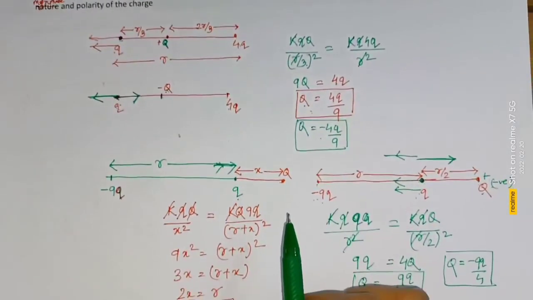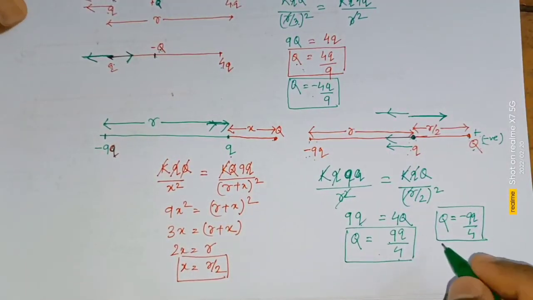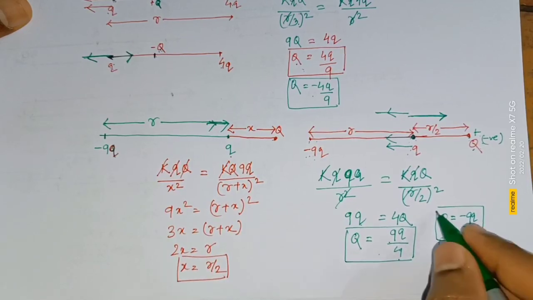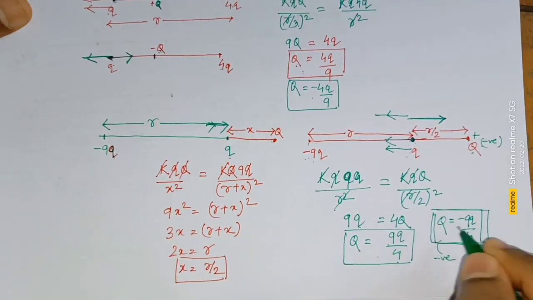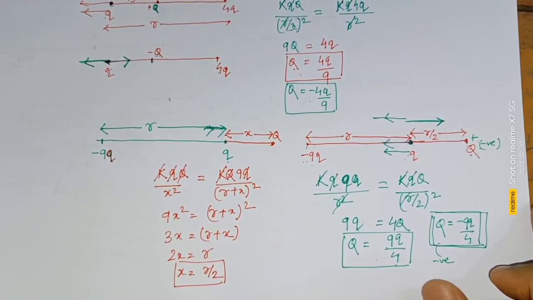Similarly, in the same fashion, we have done these questions and reached the conclusion that the polarity is negative and the magnitude is 9q upon 4. So the total answer, if I write, is Q equals 9q upon 4. This is very important, and in most engineering exams, this question has been placed in old papers.